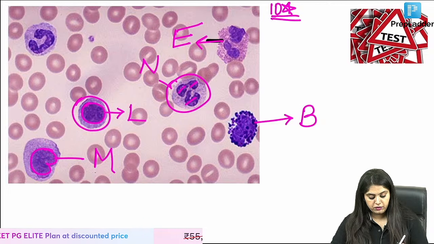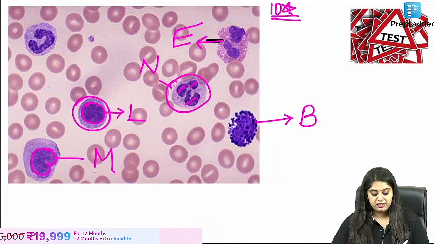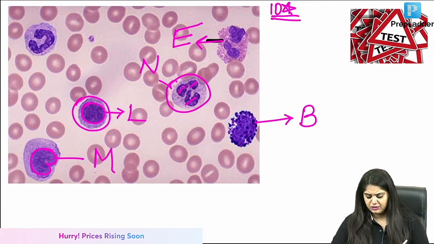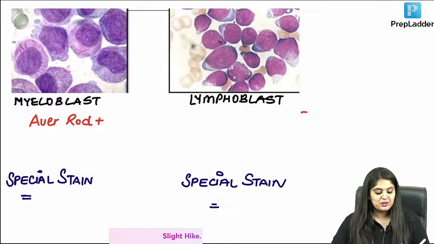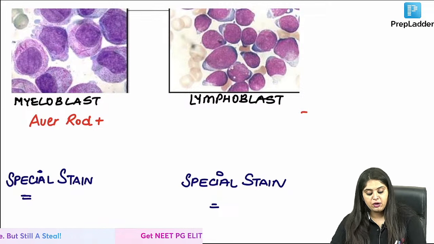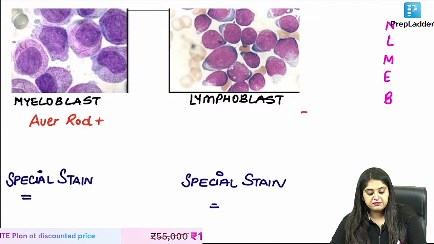Now I want to move forward and ask you, where are these NLMEB coming from? They are coming from here. Plasma cell, wait a bit, because maybe I have a question ahead. Moving on over here, where are these cells coming from? Ma'am, they are coming from blasts. Now, if I write NLMEB, these are the 5 cells, we have 3 blasts.